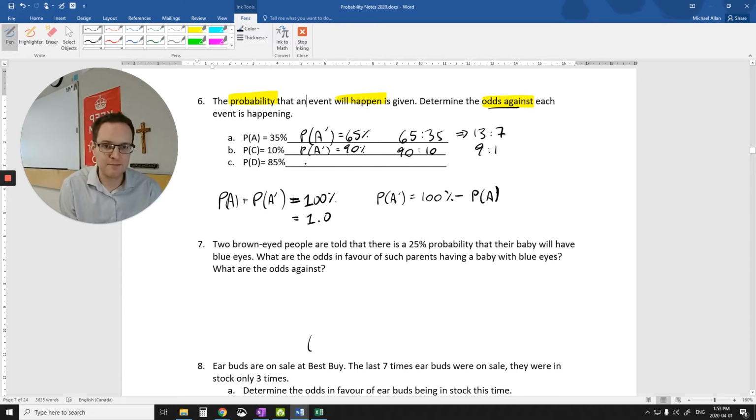And my last one here, the probability of not happening is 15%. So it's a 15 to 85. I'm going to reduce that down to 3 to 17 odds there. Okay.